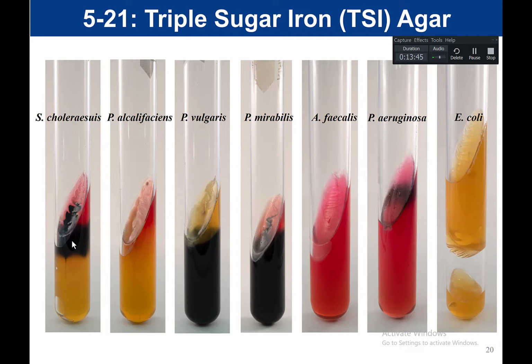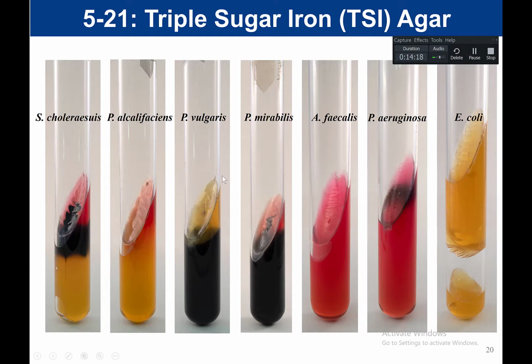In the case of Proteus alcalifaciens, notice that the bottom is yellow and the slant is pink. Again, this is a glucose-only fermenter. When the glucose ran out on the slant first, it then did pH reversion. This organism did not use a disaccharide. They only used the glucose, and when glucose ran out, they then switched to peptone metabolism. But it's negative for H2S. It's not black.